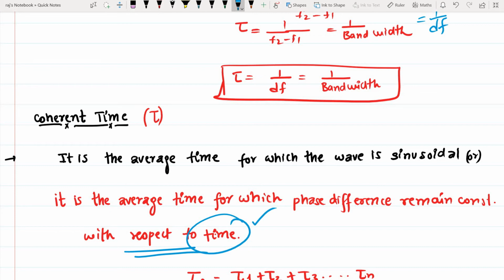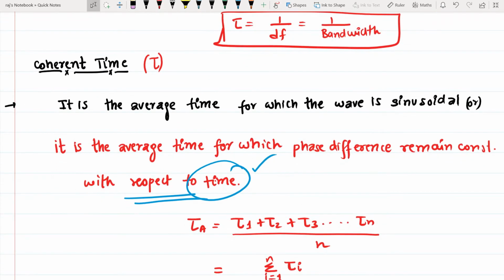Now suppose you have waves. Okay, many waves are there, and you have small time intervals t1, t2, t3 up to tn. So how will you calculate the average coherent time? That will be Ta is equal to t1 plus t2 plus t3 up to tn divided by n.